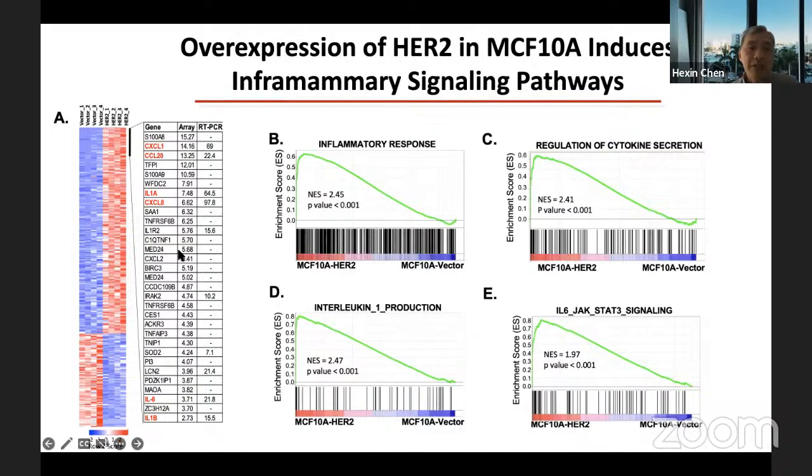When overexpressing HER2 in these epithelial cells, we did the gene expression profile again. Interestingly, we see all the cytokines which are overexpressed in the transgenic mice are also overexpressed in these HER2 overexpressing normal epithelial 10A cells. So the cytokines CXCL1, CXCL20, IL-1, CXCL8, IL-6, interferon beta, and GSEA show the inflammatory response genes upregulated, cytokine secretion pathway activated, interleukin-1 production, and IL-1 signal pathway all activated. So it mimics what happened in vivo.